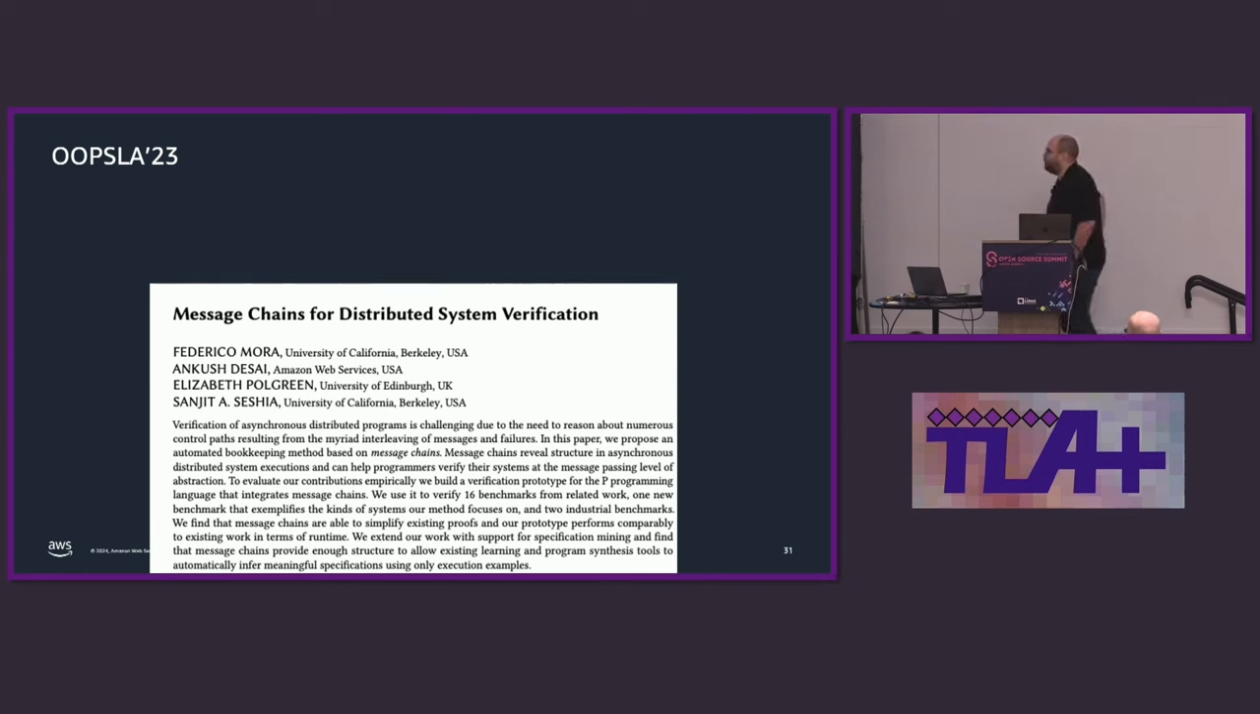Here's another one, message chains for distributed system verification. This was some work that some interns and some visiting folks did at AWS around the P language, developing this tool for reasoning about the ordering of messages, using these message chains to more efficiently reason about and check the behavior of systems implemented in P. So P is a language for implementing models and specifications of distributed systems in a way that is quite opinionated about them being distributed state machines. And so this paper found faster ways to do model checking, bounded model checking on P.